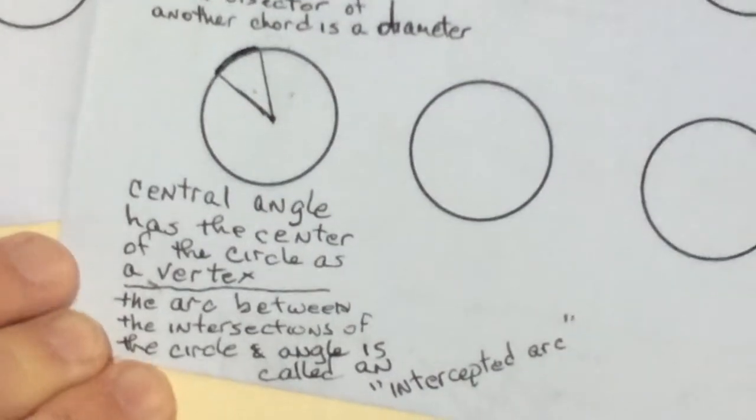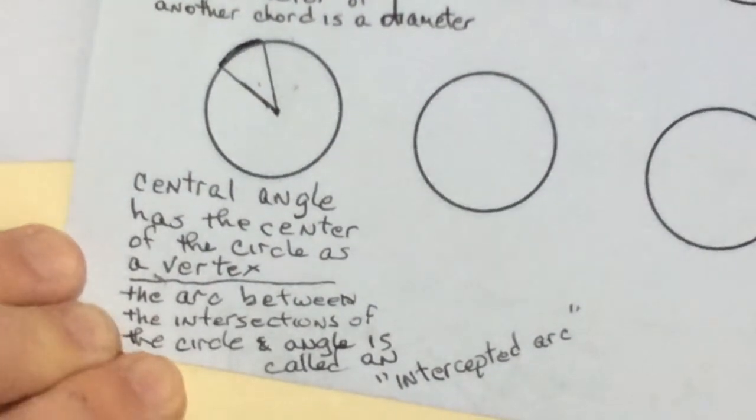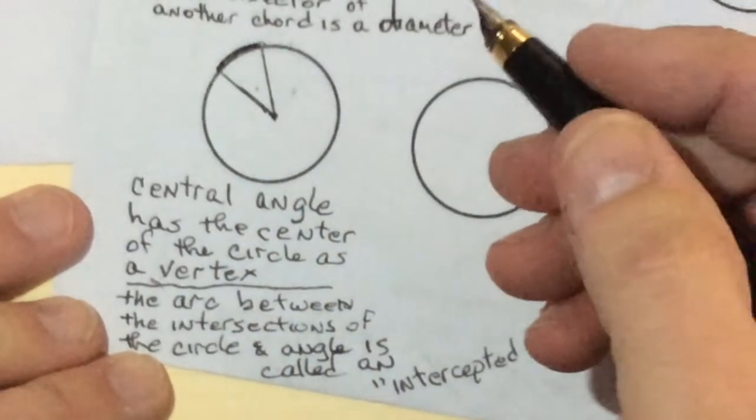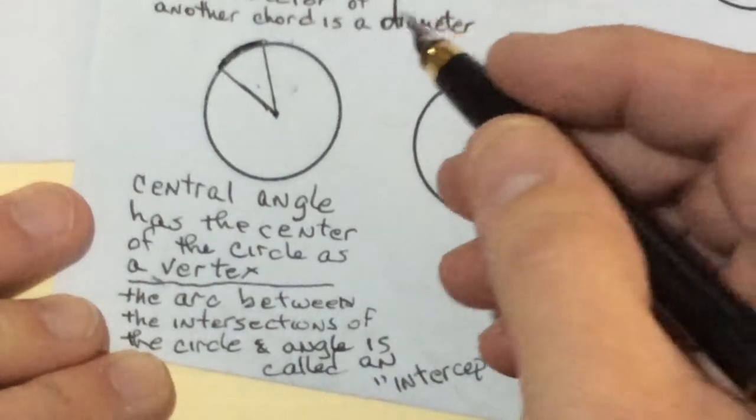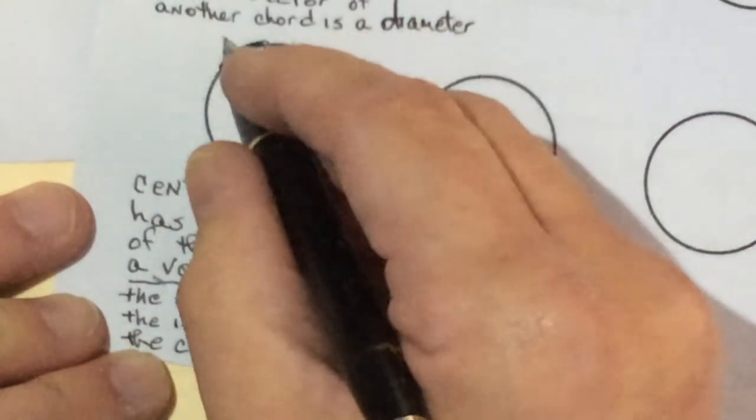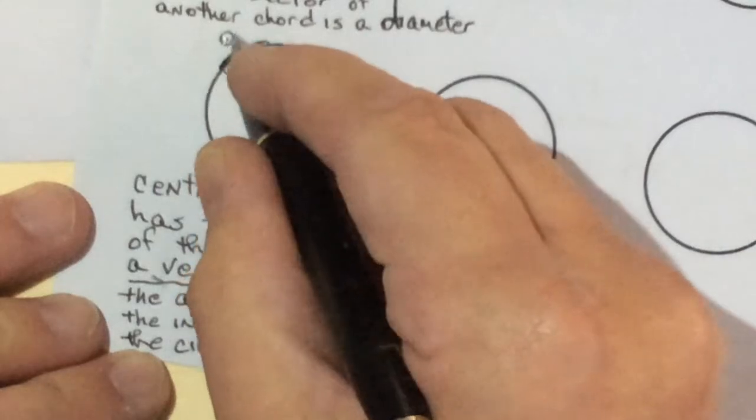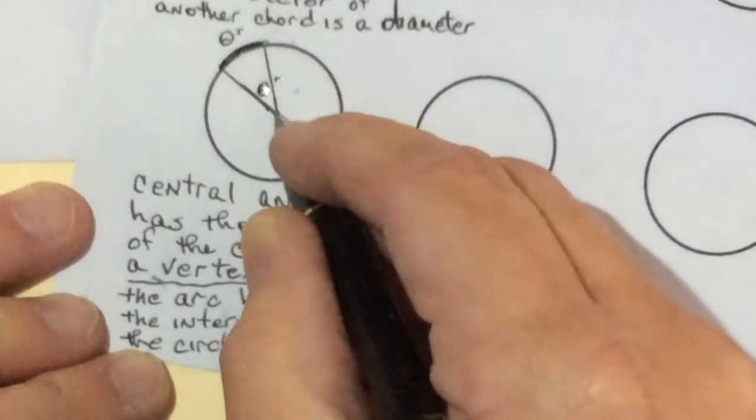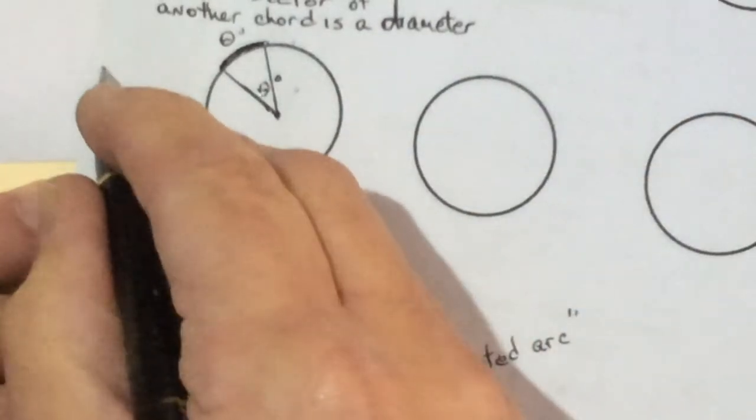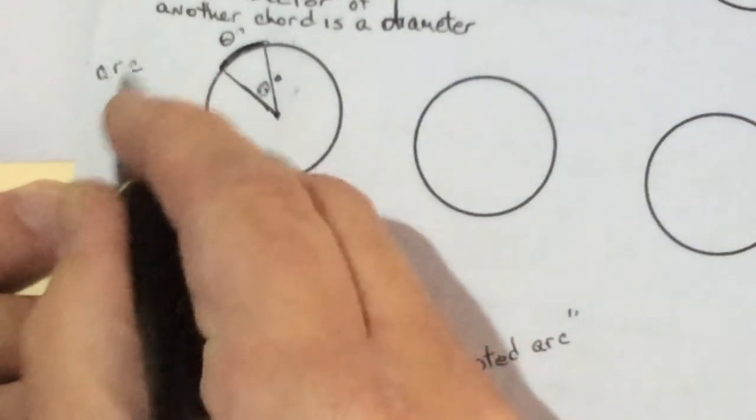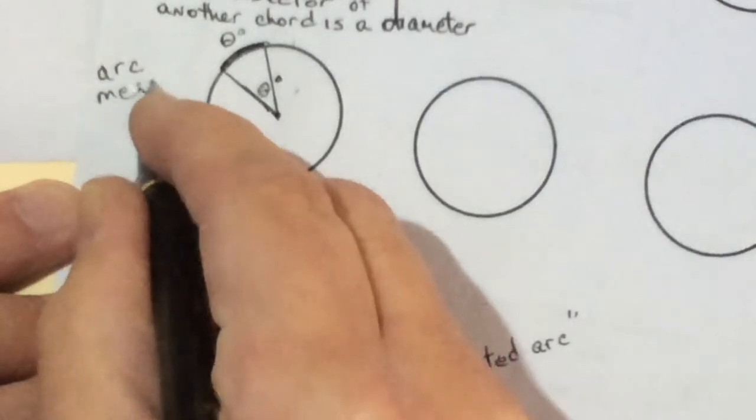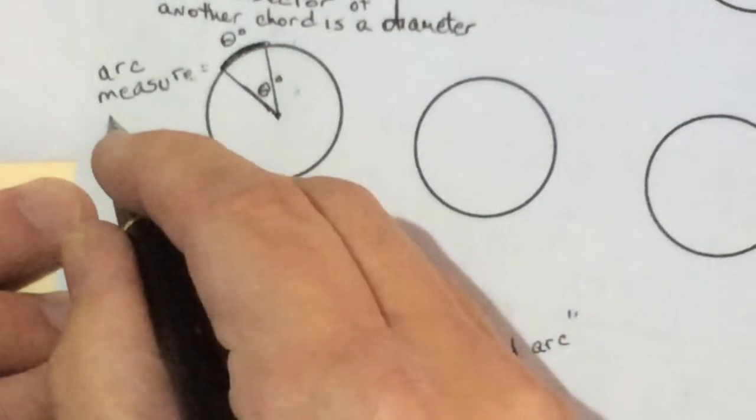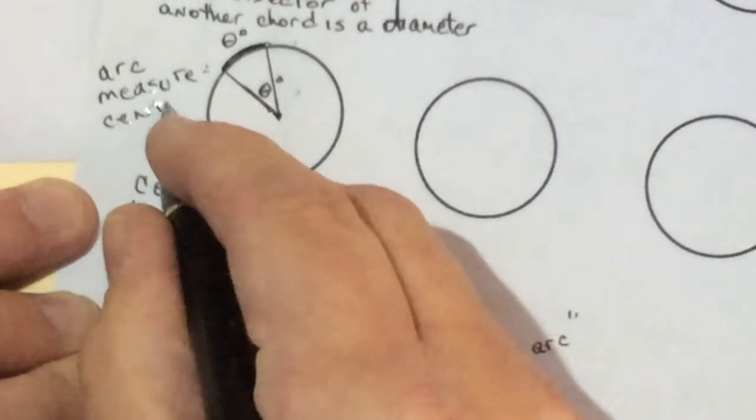Now, we have talked about arc length before, okay? But what I want to show you here is that this arc, whatever its length is, has something called an arc measure. And this arc measure is going to be defined as the same as whatever this central angle is. So the arc measure equals the central angle.